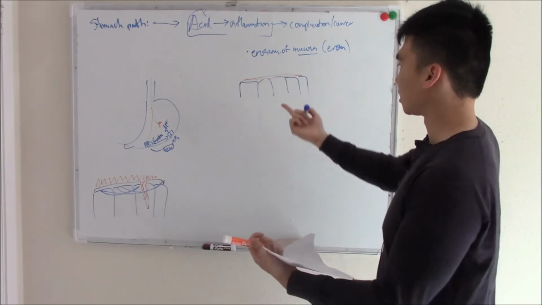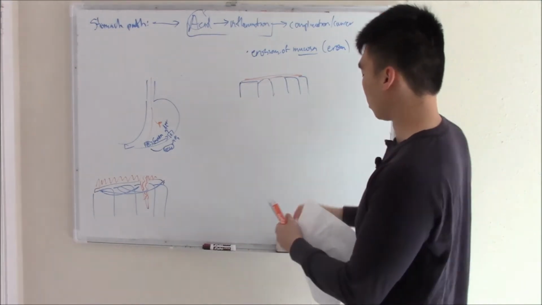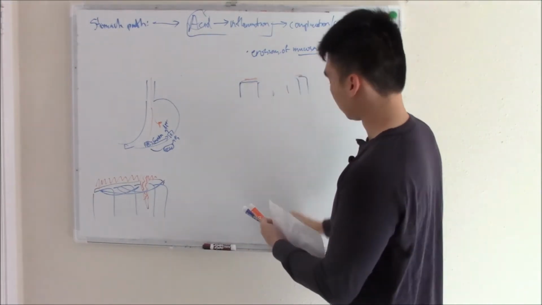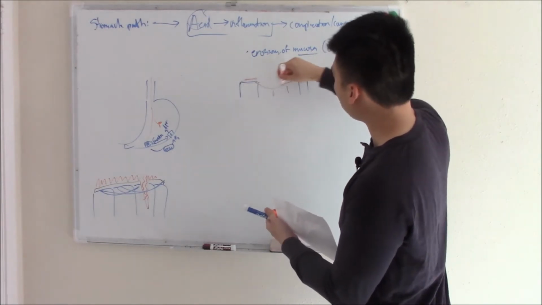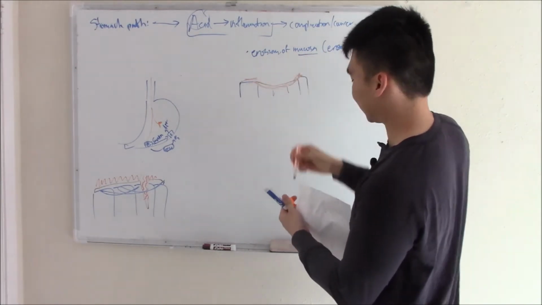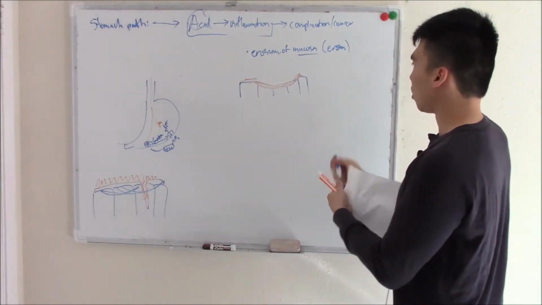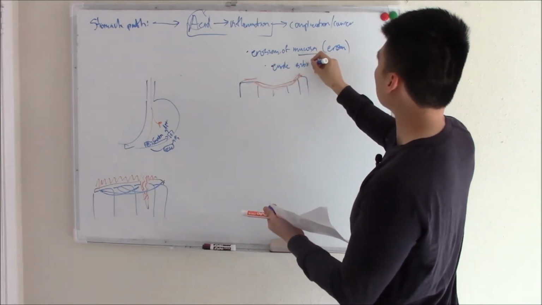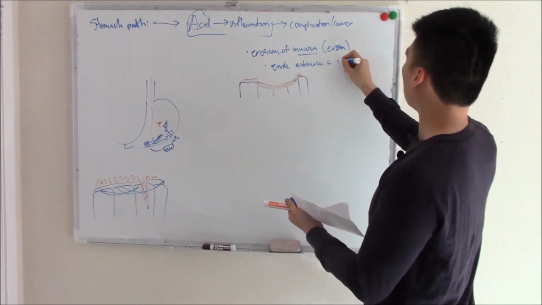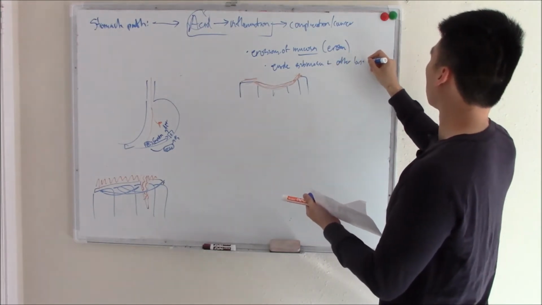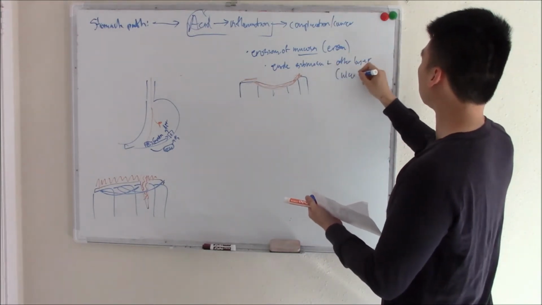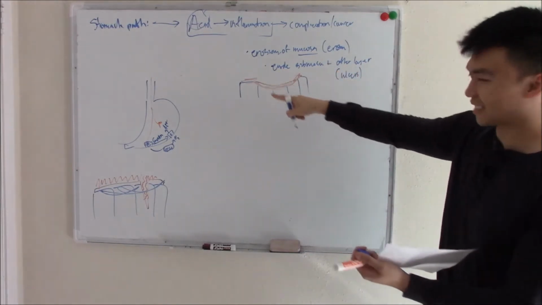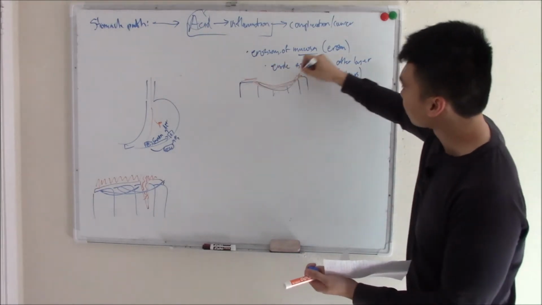But it won't just stop there. It'll continue to erode, and start involving our deeper layers, the submucosa or muscularis externa. We call those ulcers. So if it erodes your submucosa plus other layers, we call those ulcers. That's what ulcers look like, don't they? So we call those ulcers.